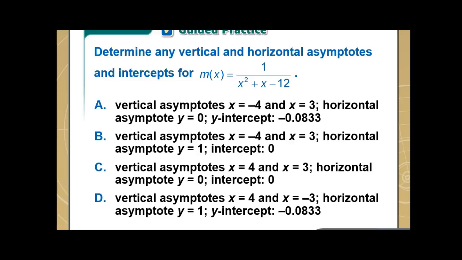So again, in this one, we do have a situation where the numerator is a lesser degree than the denominator. So see if you can remember what that means, and also see if you can factor that denominator out to see what you would get for your vertical asymptotes, and see if you can figure this one out.